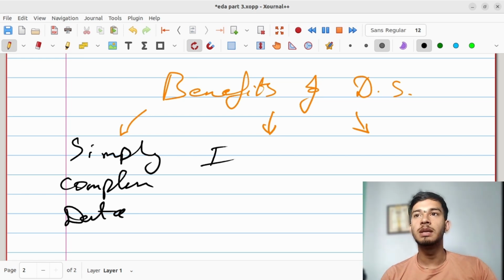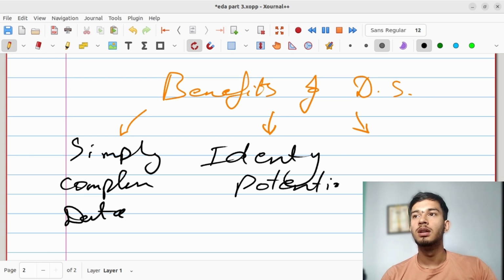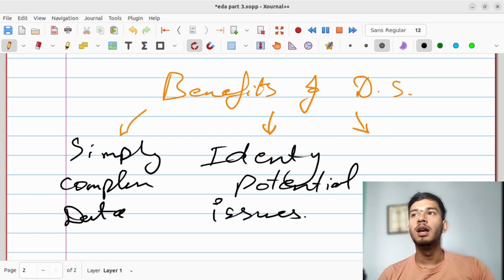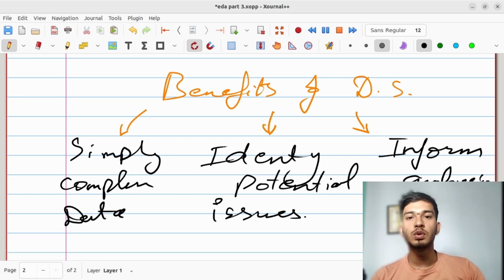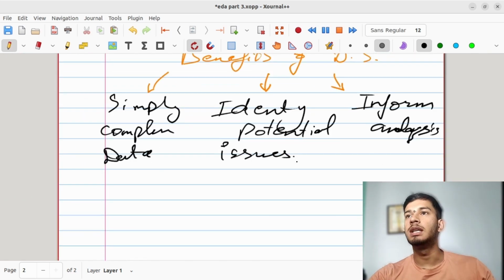Another benefit of using descriptive statistics is identifying potential issues, right? It will help you to detect data inconsistency or problems that require addressing, right? And at last, we have informed analysis, right? It will help us to provide a foundation for further statistical analysis and hypothesis testing, right? So these are some of the benefits of using descriptive statistics.